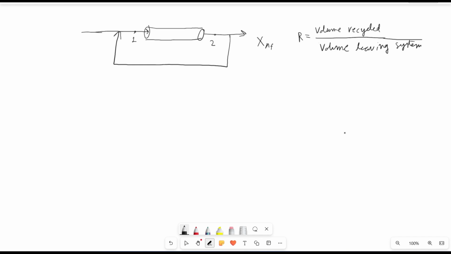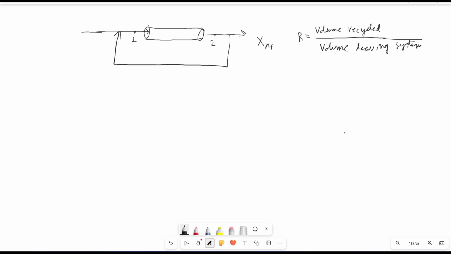Now, before we deal with the recycle reactor, what is recycle? Recycle is using the effluent stream of a reactor, mixing it again with fresh feed, and then putting it back into the reactor. For recycle there is a recycle ratio, which is defined as the volume recycled to the volume leaving the system.